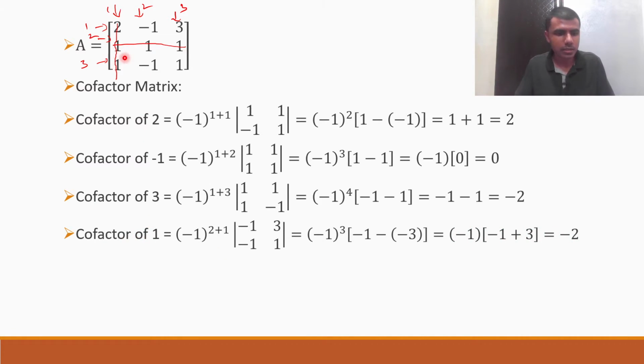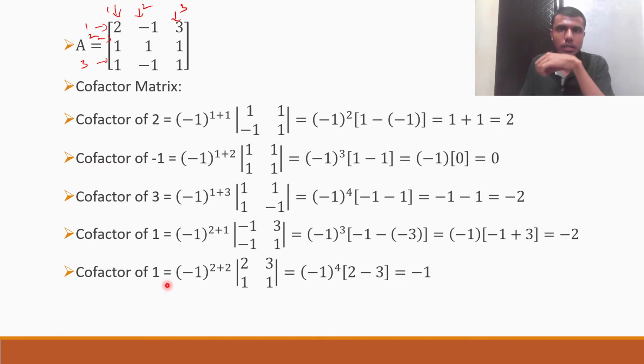Now the cofactor of this one is done. Now next, cofactor of this one is nothing but minus 1 power, its position is second row second column, minus 1 power 2 plus 2 into det of. How to get that? Strike off the row and column in which this one is there. So 2 3 1 1, so minus 1 power 4 into 2 ones are 2 minus 1 3s are 3, so 2 minus 3. Minus 1 power 4 is positive, like minus 1 power even number is 1, so you can ignore that. 2 minus 3 is minus 1.